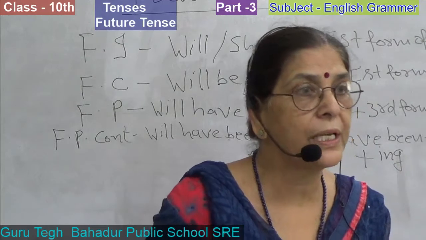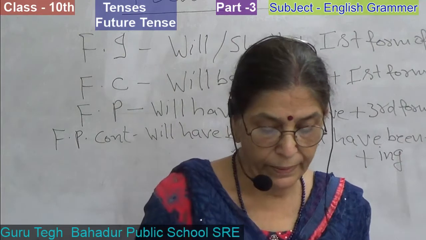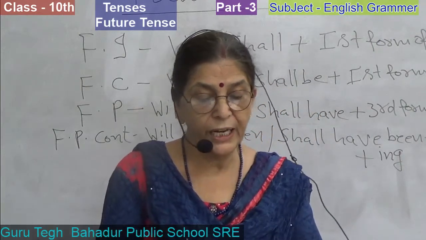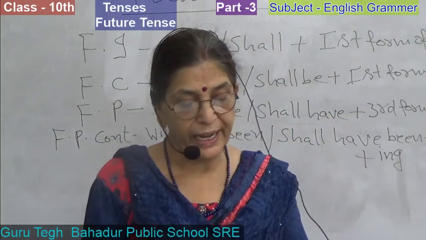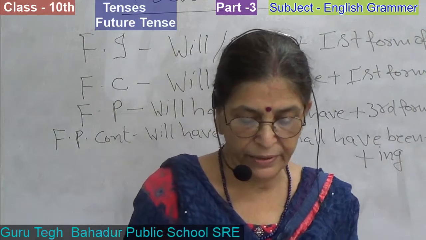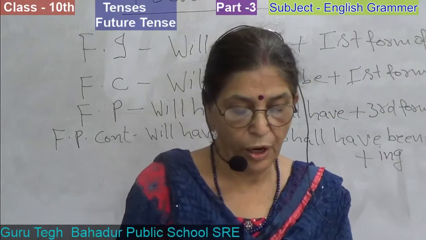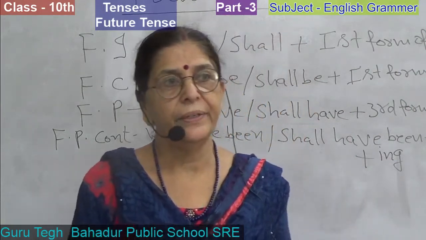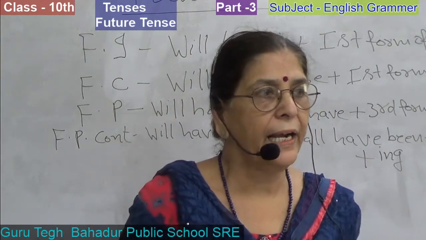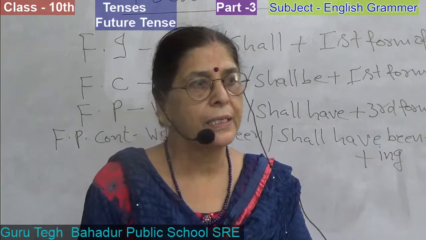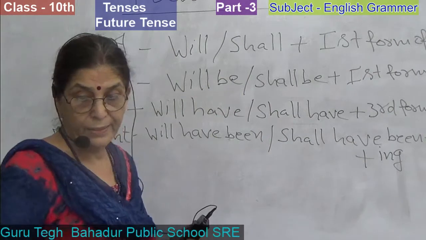Here we have to use since and for. Both are the time markers. For example, by the next April, we shall have been leaving for USA. Another example you can take: we shall have been waiting for our friends for half an hour. So here we have to keep in mind that for a duration of time, we use for, and for a point of time, we use since. So this was all about your future tense.